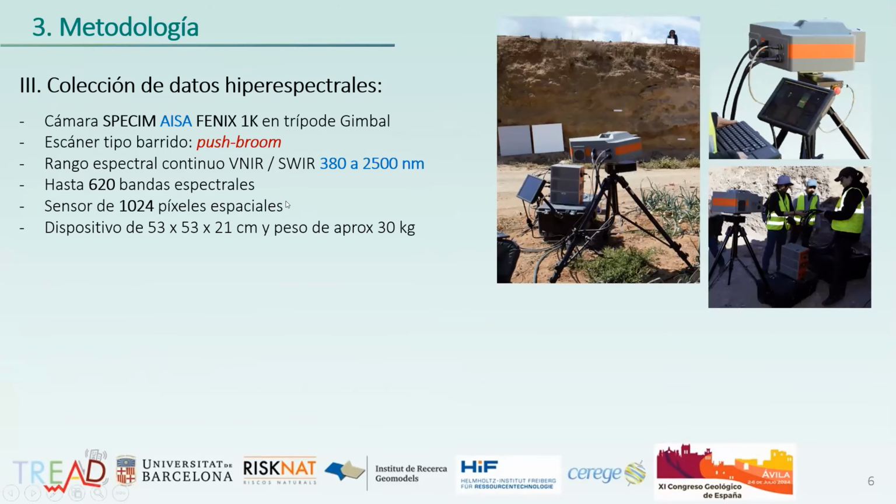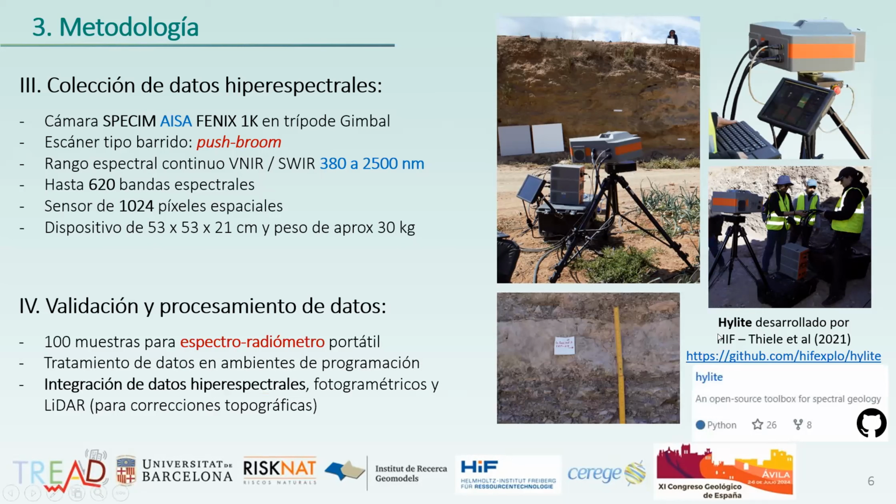So this is the camera, the Specim FENIX 1K. It's a push-broom camera that collects the whole spectral continuum from the visible towards the shortwave infrared, up to 2,500 nanometers. So we have about 600 spectral bands. Every band is unique in terms of absorption features that can be related to mineralogy and so on. This is a heavy camera, about 30 to 40 kilos, so all the HIF team was there helping us. It was a really interesting data collection.